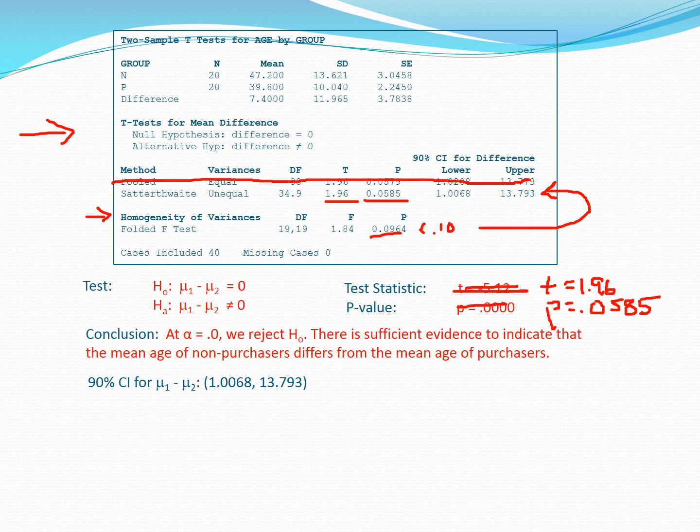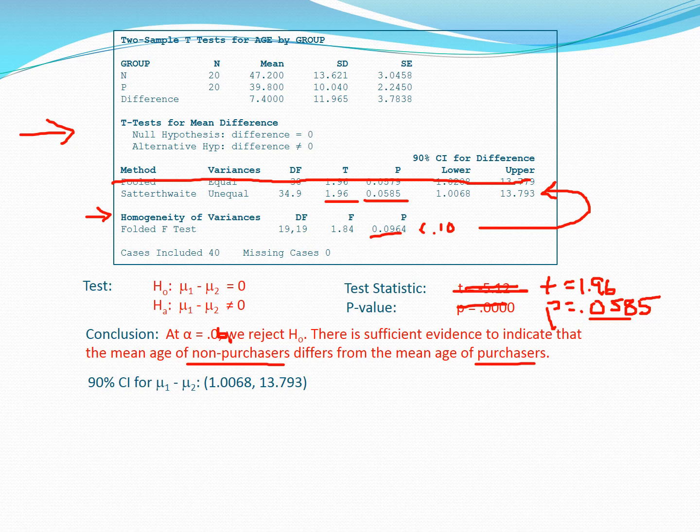Well, at alpha equal what? Let's make it 0.06. We reject H naught when p is low. At 0.06, we reject. What would you do at 0.05? You'd fail to reject. So we're rejecting. I'll say at 0.06 we reject. There is sufficient evidence to indicate that the mean age of the first group, the non-purchasers, differs from the mean age of the second group, the purchasers.